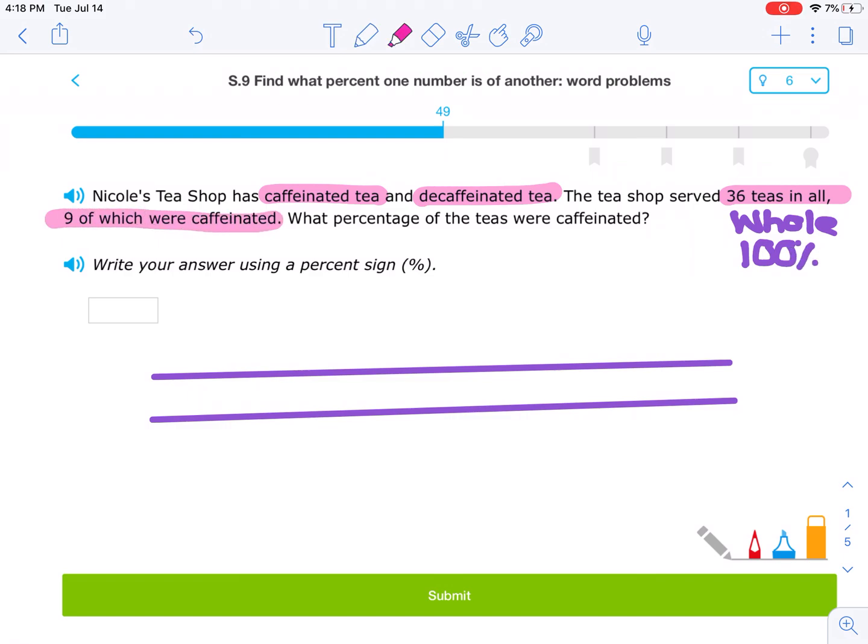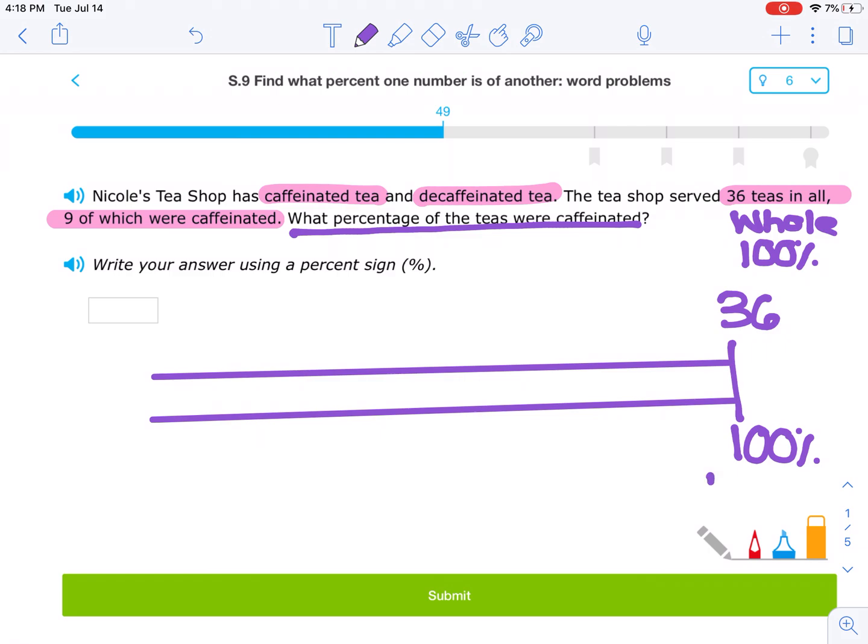9 of the teas were caffeinated. The question is asking what percent of the teas were caffeinated. So on your double number line, 100% always goes in the bottom right-hand corner, okay? That's the maximum amount. If all the tea was caffeinated, that would be 36. That would be the total. So 100% is equivalent to the 36 tea bags that we have in total.